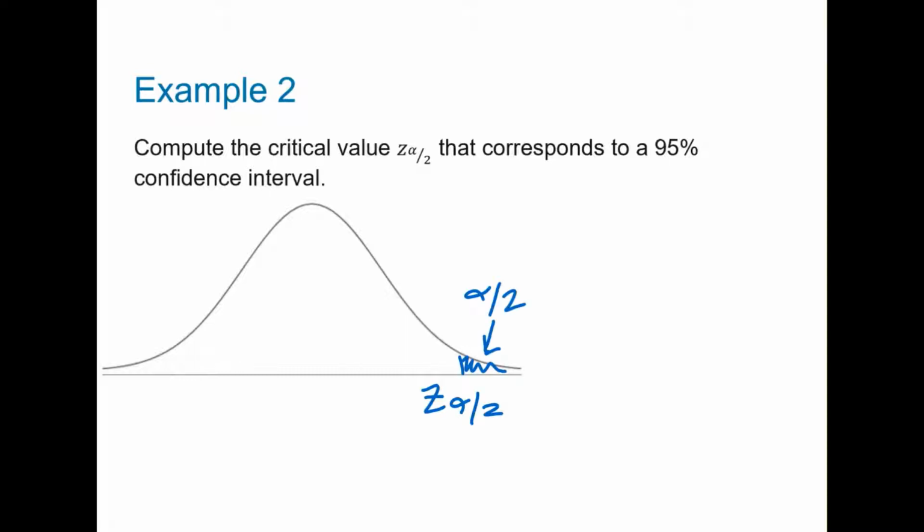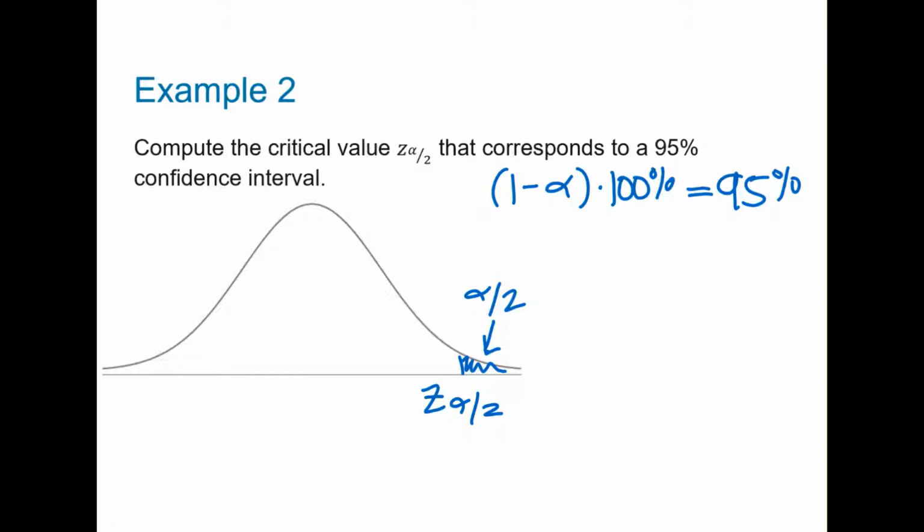So the area to the right is alpha over 2, and the critical value, or the z-score, is z sub alpha over 2. We want to find the critical value that corresponds to a 95% confidence interval. We denote a confidence interval as 1 minus alpha times 100%. And because we want to compute the critical value that corresponds to a 95% confidence interval, we set this equal to 95%. And now we can find alpha.